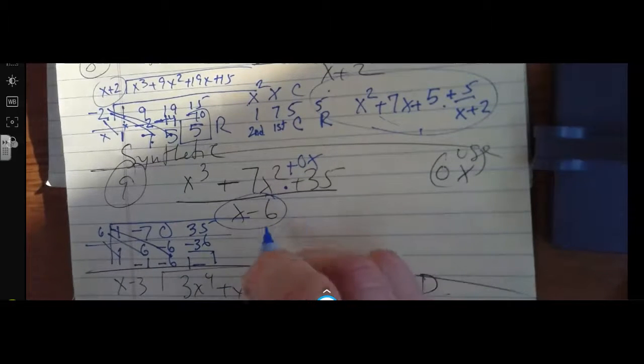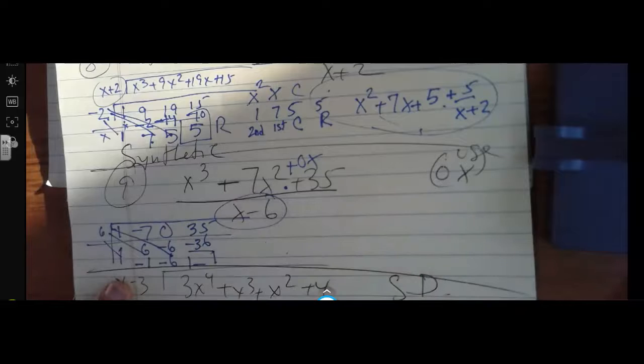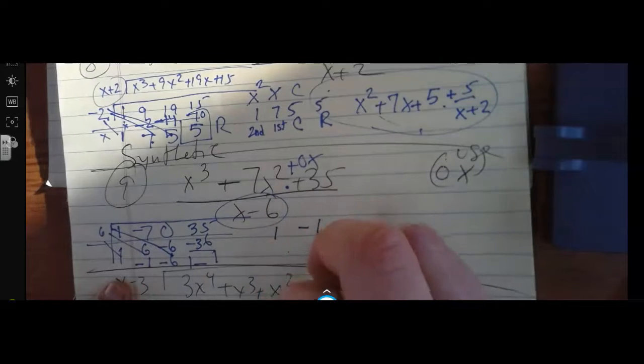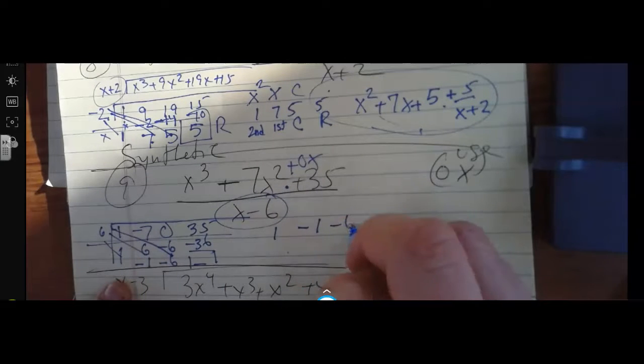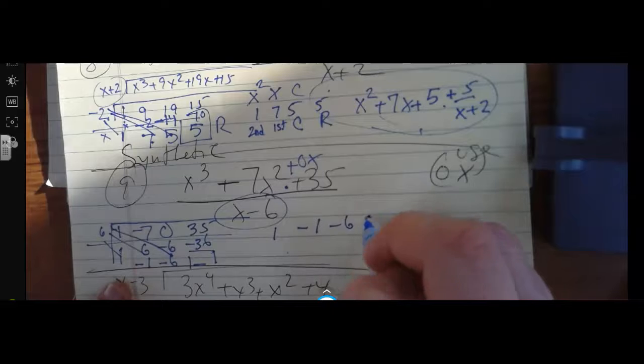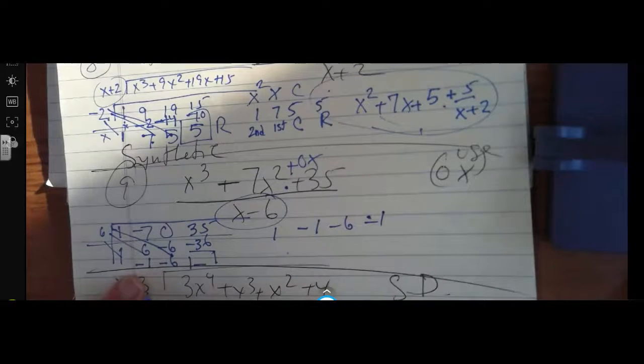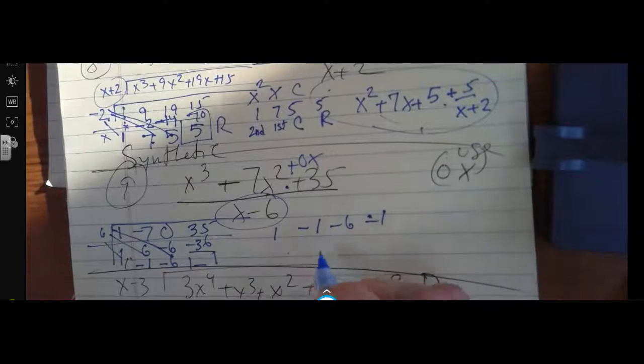So what do we have? We get 1, negative 1, negative 6, and negative 1. Yeah, that's right. So there's our answer. So what's that mean?